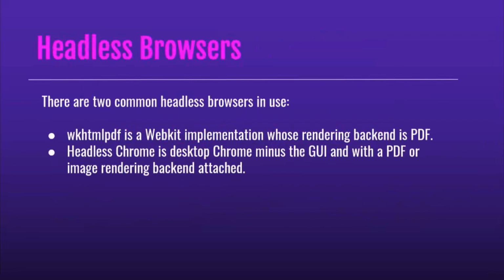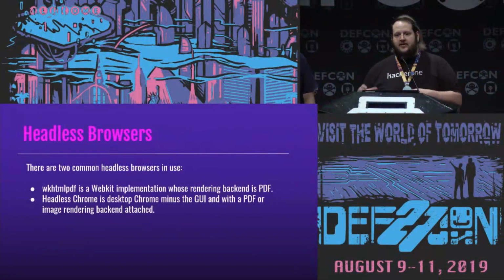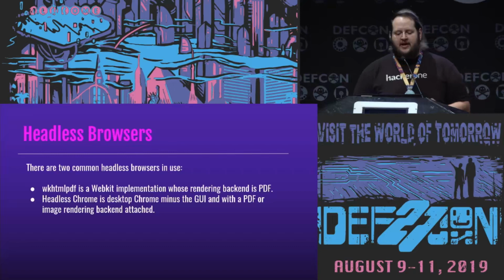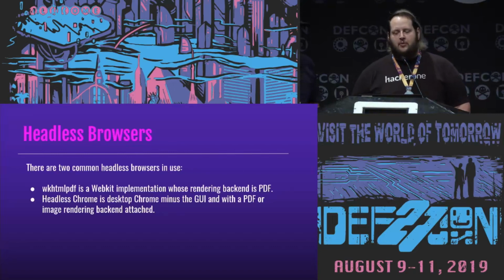So when you're talking about doing PDF generation, you have two really common ways of approaching the problem. You have headless browsers and kind of browserless HTML renderers. Headless browsers are things like headless Chrome, which is exactly what it sounds like. It's Chrome that renders to an image or a PDF. And then you have things like wkhtmltopdf, which is, again, exactly what it sounds like. It is WebKit with a PDF rendering backend. And those are probably the most common ways that people do conversion to PDF these days.